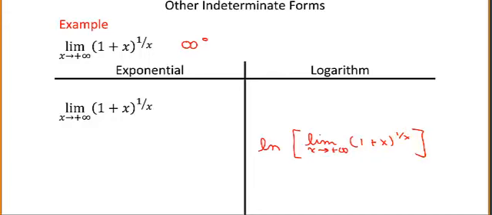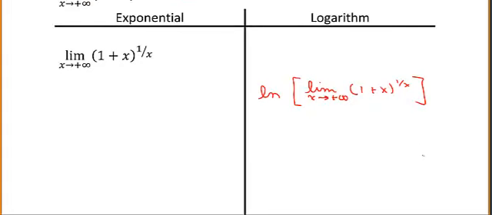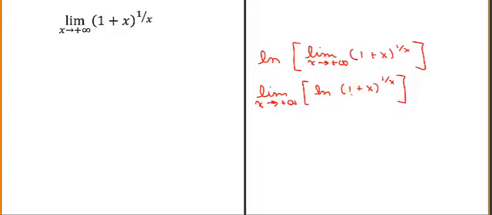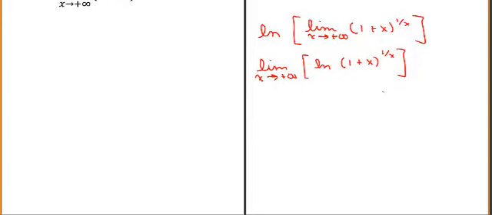Just like we used natural logs to see that these were indeterminate forms. Now, because the natural log is continuous, I can take the limit out, and I'll have the limit as x approaches positive infinity of the natural log of 1 plus x raised to the 1 over x. All right, and now we have the natural log of something raised to a power, so I can apply the properties of natural logs. I can take that exponent out in front.